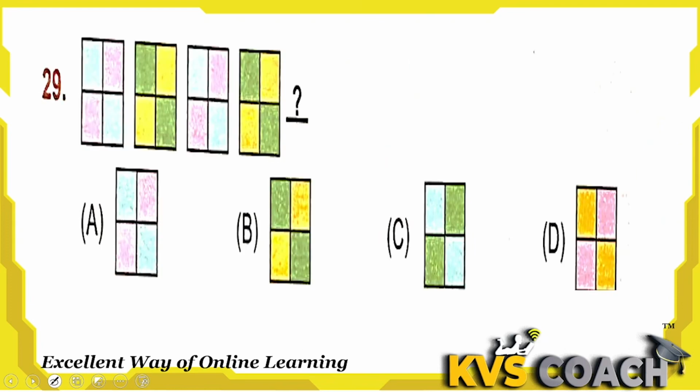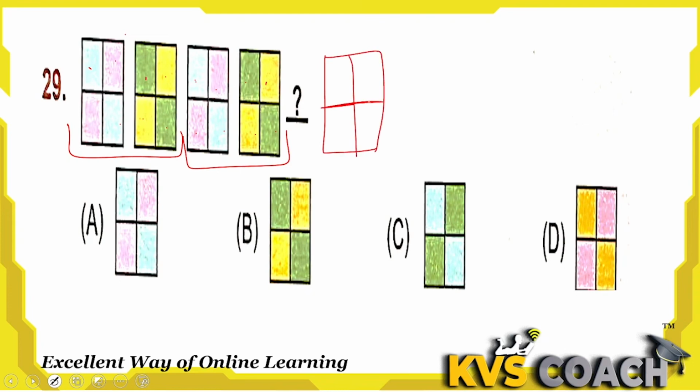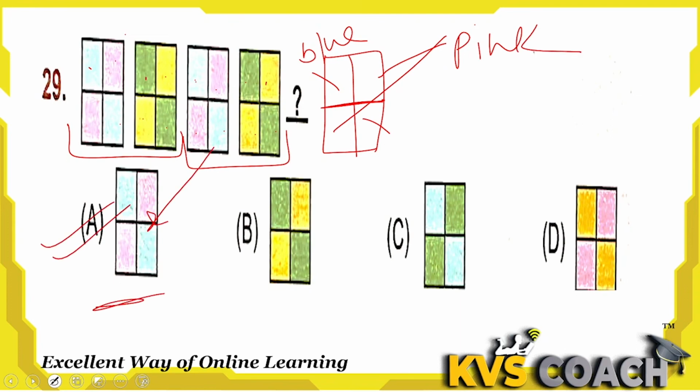Next, you can see the pattern again here. Look, in the first rectangle there are 4 squares, 2 are pink and 2 are blue. Here again 2 are yellow, 2 are green. So the pattern is like this, 2 groups. Then again they are repeating 2 pink, 2 blue, 2 green, 2 yellow. Same copy pattern. Now what will be the term of the pattern? The pattern will be here like this, and these will be 2 blue and these 2 pink. So A is the right answer here. You can see the same pattern here.